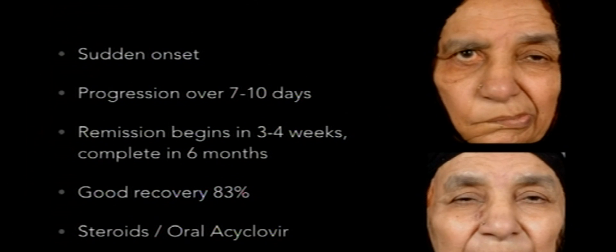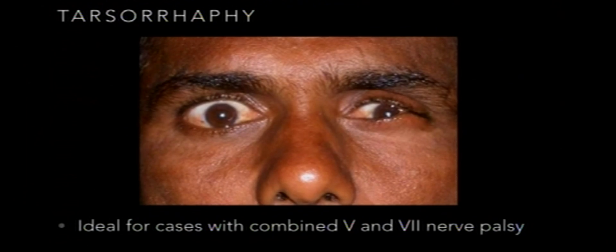So Bell's palsy recovers good on its own in about 83% of cases. One thing which you can suggest to the patient and maybe you can add is steroids and oral acyclovir, especially if the patient reports to you in the first 3 days of presentation, and that can actually hasten the process of recovery. Then in cases of Bell's palsy, you may resort to temporary measures like tarsorrhaphy.